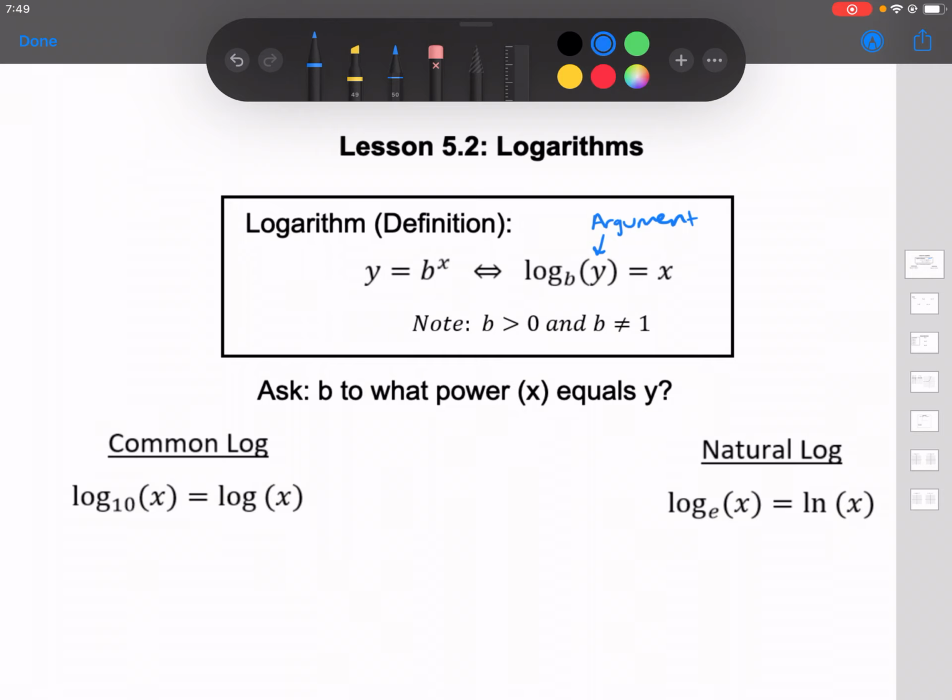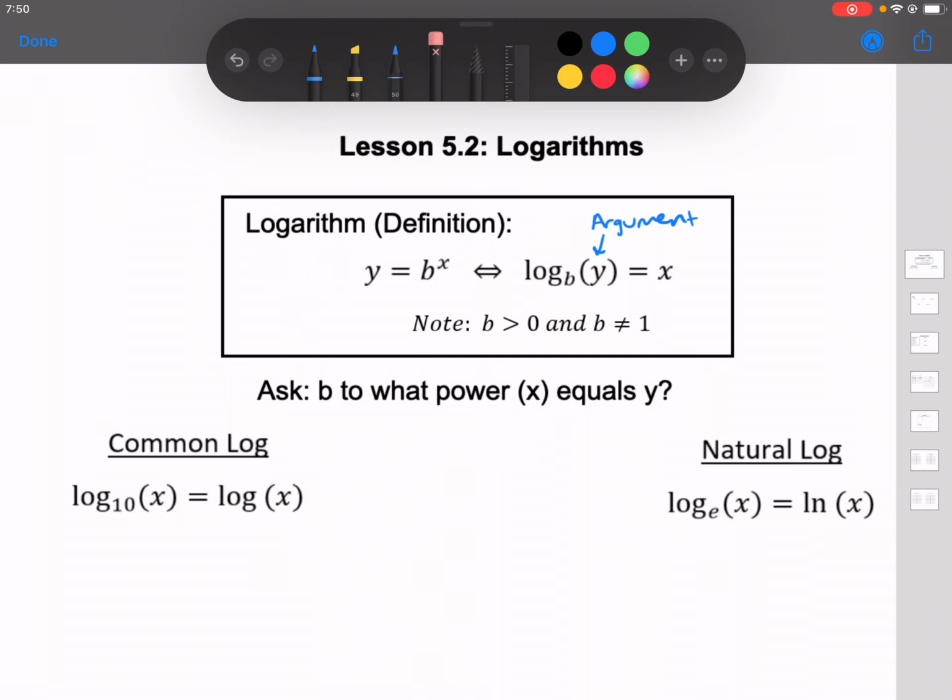Now, there are a couple important notes. b does have to be greater than 0. You never have a negative base, because if you had a negative base, it switches between positive and negative. If you raise it to an even power, it's positive. If you raise it to an odd power, it's negative. So on. We just don't deal with those. We also don't want a base of 1 because 1 to any power is always 1. So even 1 to the 100th power is 1. So it is pointless. We don't use it.